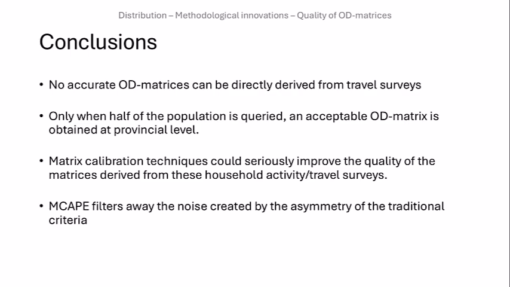So, what can we conclude from the Monte Carlo experiment? First, no accurate OD matrices can be directly derived from travel surveys at fine levels of detail. At the municipality level, for instance, even very large samples fail to deliver precise results. Second, only at the provincial level and only when half the population is surveyed do we get an OD matrix of acceptable accuracy. Finally, calibration techniques such as those we discussed earlier are essential for improving the quality of OD estimates derived from surveys.